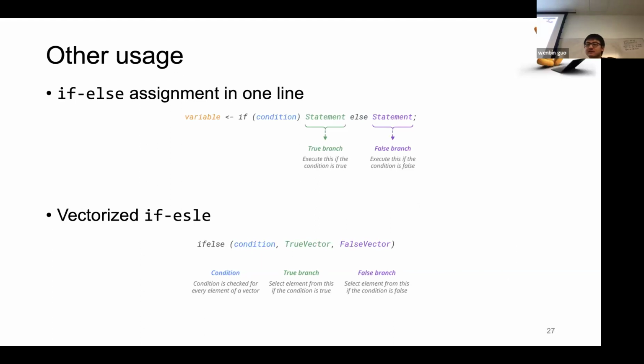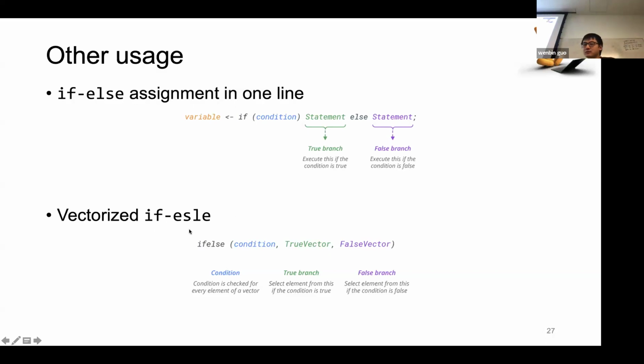Another usage of the if-else is that if you don't really want to write a very long code, you can actually embrace the if-else assignment into just one line. This is usually used when you have a relatively simple if-else body. For example, if the statement has just one line of code, you can write it in this way. This way you have a much more concise expression.